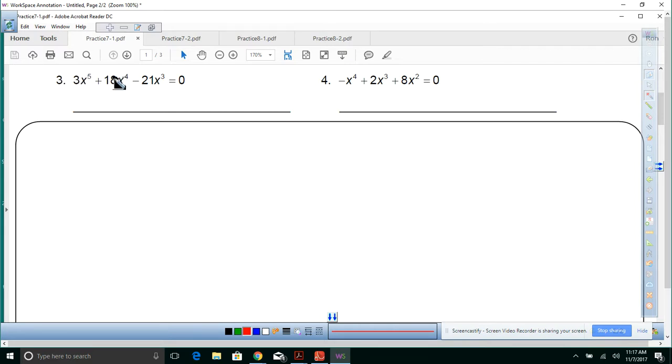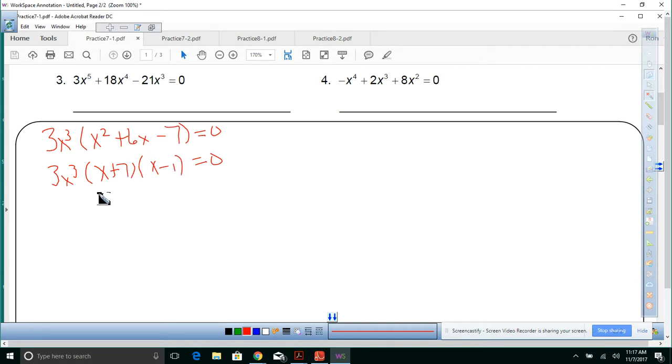Well, look, you have 3, 18, and 21. So we have a 3, and then x to the third. So 3x to the third, and that's going to leave x squared plus 6x minus 7 equals 0. The factors of negative 7 that when you add them give you a positive 6 would be x plus 7 times x minus 1. 7 times negative 1 is negative 7. 7 minus 1 is 6, so that works.